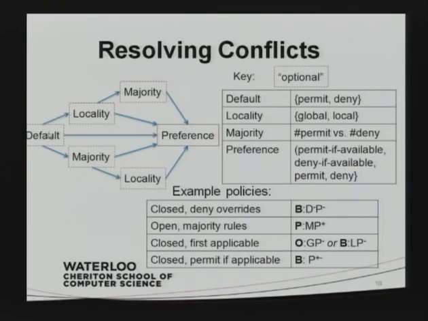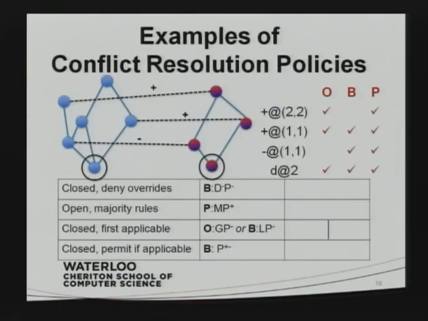Or I can take this other path and say I'm going to go to default, and then I'm going to go to majority, and then I'm going to go to preference. Any one of these paths through here gives you a policy, together with dictating what we're going to do on this path. So I can write policies using this kind of abbreviated notation.